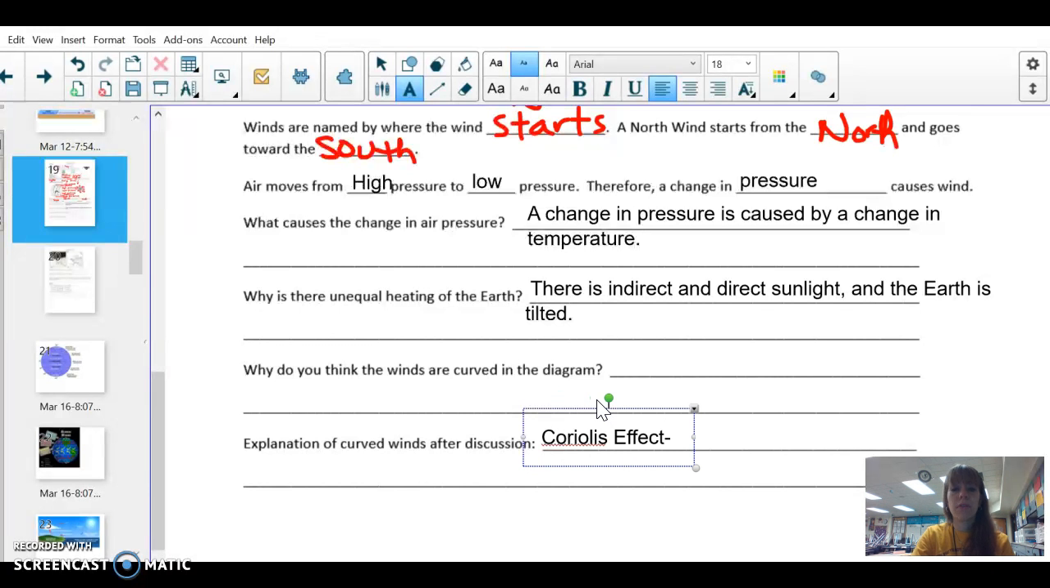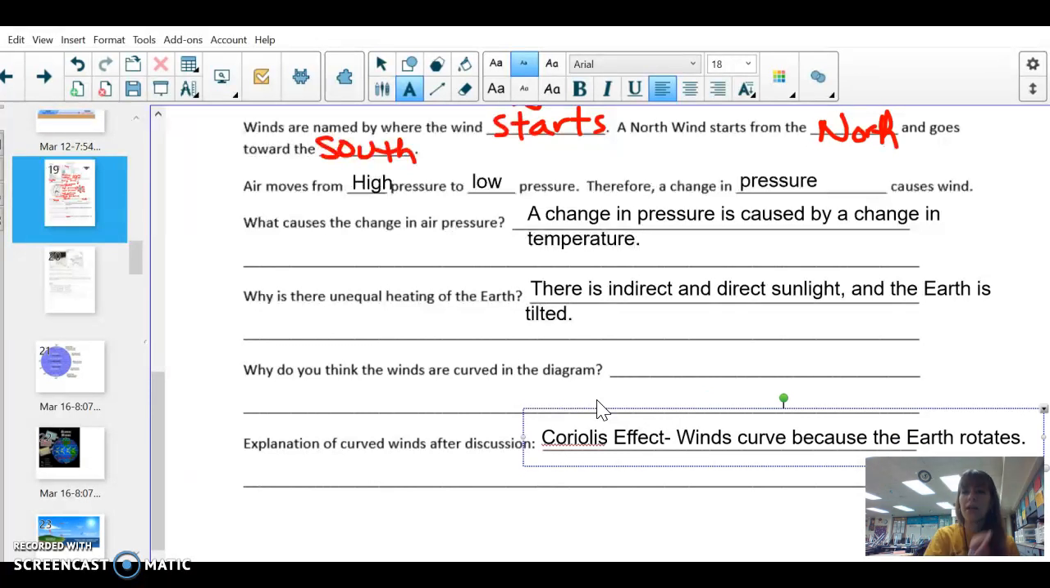The Coriolis effect is winds curve because the Earth rotates. We also discussed in class about when you look at the path of an airplane, it's always got that curve. It's because of the Earth's rotation, and that's the Coriolis effect.